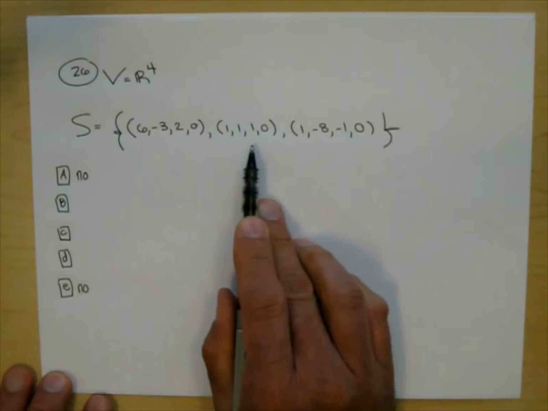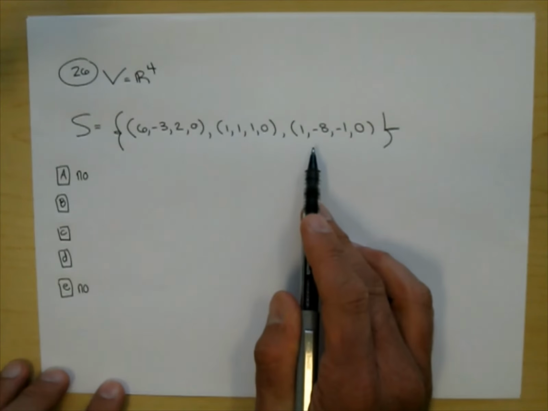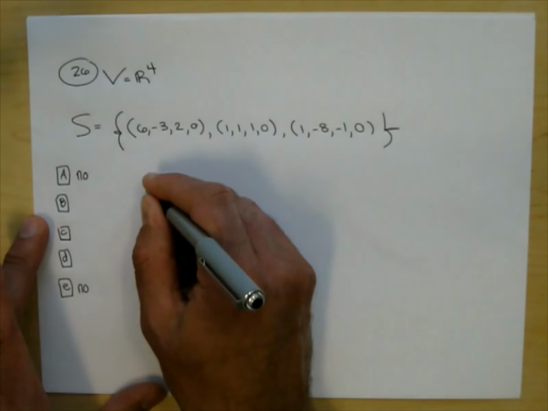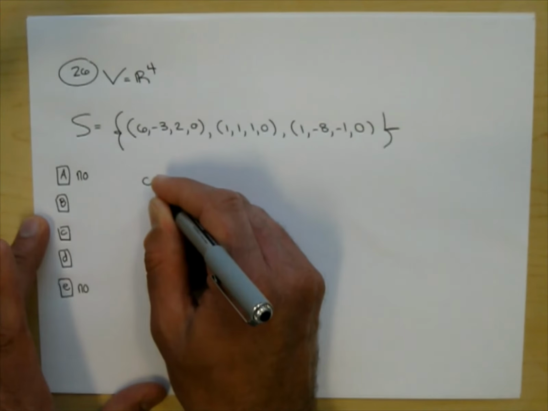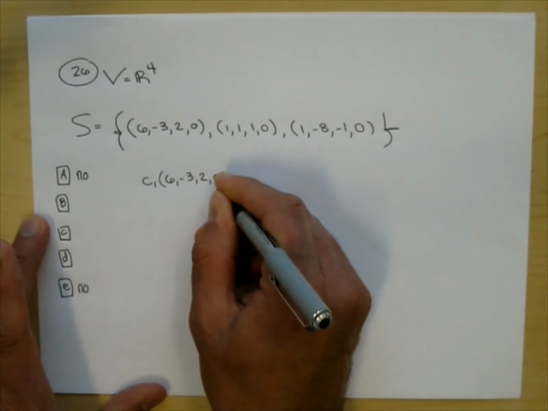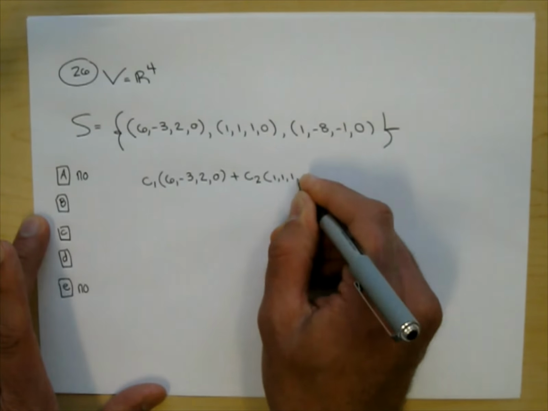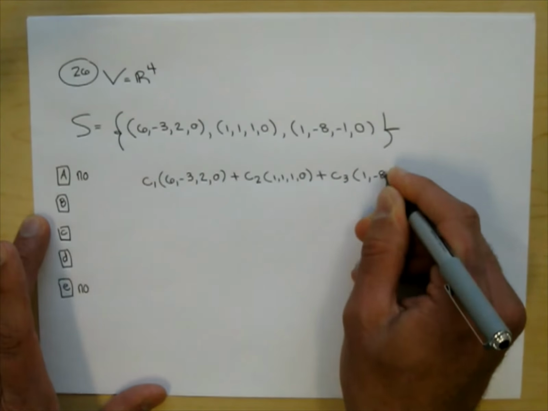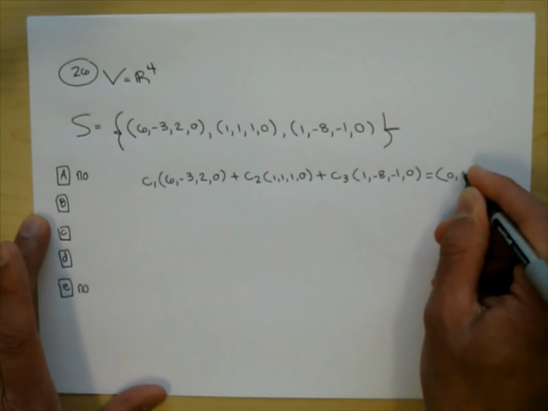So let's check for independence. And see, I can't just throw those into a matrix. Well, I can, but I'm not going to have a square matrix, and I can't find the determinant of something like that. So what we're going to do is set up a linear combination of these guys. So C1 (6, -3, 2, 0) plus C2 (1, 1, 1, 0) plus C3 (1, -8, -1, 0). This equals the 0 vector, which is 4 zeros there.